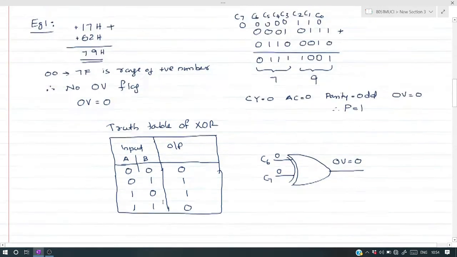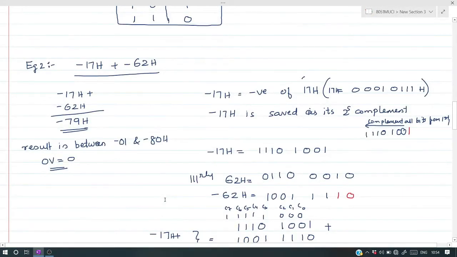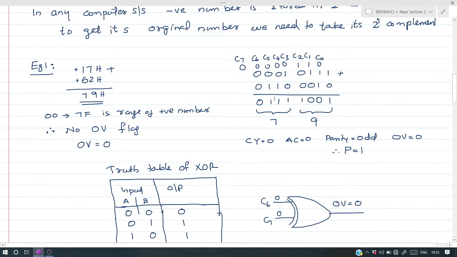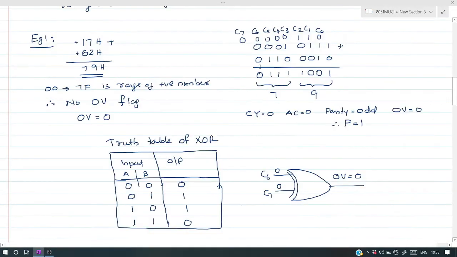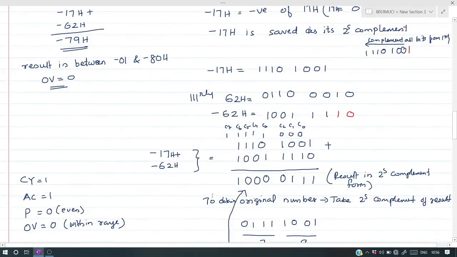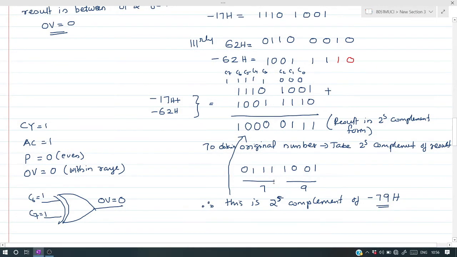So from the first example and second example, we can see that the overflow flag is 0. That means the MSB in the result indicates the exact sign in signed arithmetic. That is, in example 1, the MSB of the result is 0. Similarly, in example 2, the MSB of the result is 1. As we know, if the MSB of the result is 0, that indicates a positive number. So in example 1, this is a positive number, and in example 2, this is a negative number. So in these two cases, we can see that the overflow flag is 0.